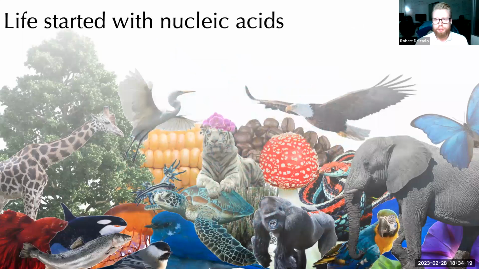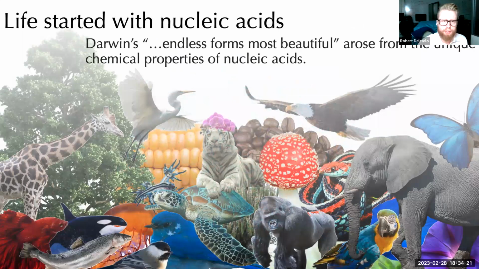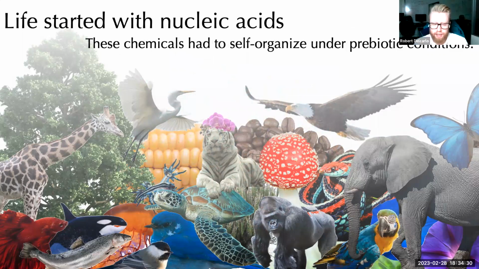So life started with nucleic acids. All of Darwin's endless forms most beautiful arose from the chemical properties of nucleic acids. And these chemicals had to self-organize under prebiotic conditions. That is, before enzymes or anything that could carry out replication or transcription or translation or any of the processes that create these, they had to self-organize. And part of that is due to the unique chemistry that they have. And we'll talk a little bit about that later.